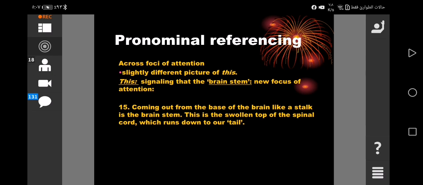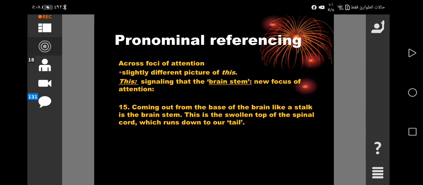Take number 15. Coming out from the base of the brain like a stalk is the brainstem. This is the swollen top of the spinal cord, which runs down to our tail.